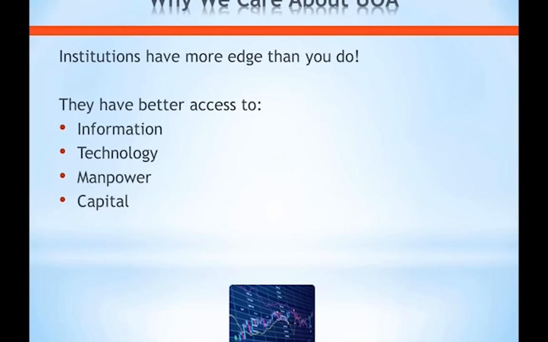Now, there's a reason we care about this unusual options activity, and it's all because of the advantages these institutions have that we can't compete with on our own. It all starts with capital. They have so much more capital to work with than I do, than you do, than probably all of us combined in here, by a multiple. And this capital drives their advantages in other areas. They afford more manpower, they afford better technology, and they have access to information that we don't have.